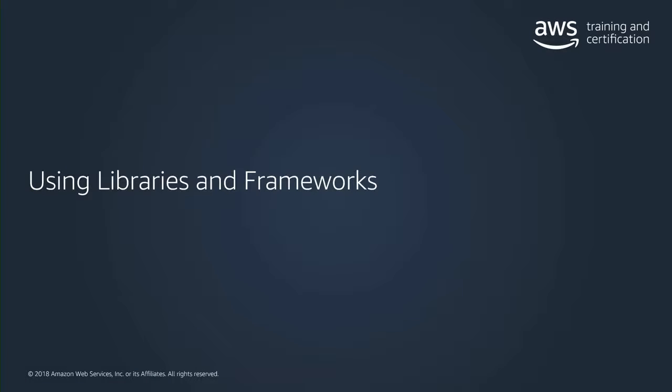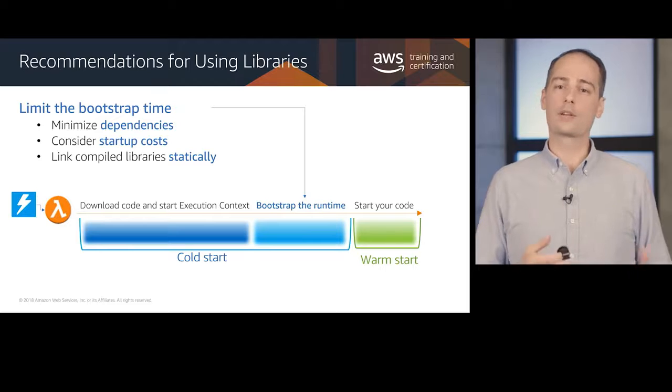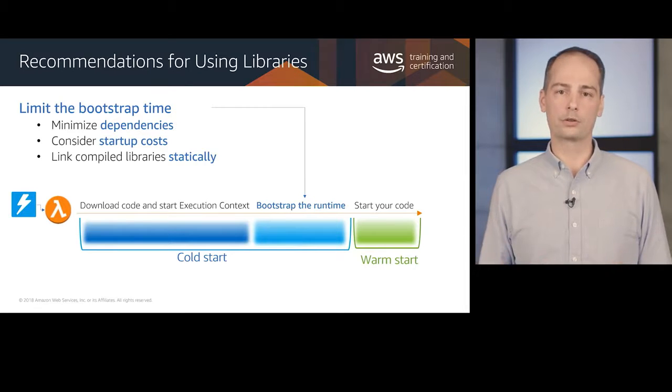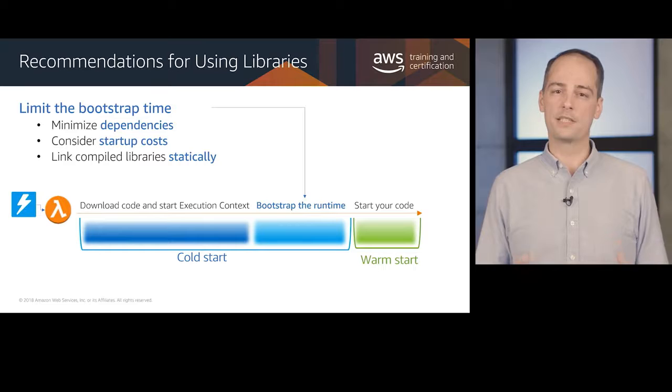In addition to building your own code and writing custom functions within Lambda, it's oftentimes a good idea to include third-party libraries and frameworks. When you start including external libraries and frameworks into your function, it's important to understand how that impacts the cold starts for your Lambda function. So this is something that's a little bit different than what you might encounter in a traditional application development environment, where cold starts aren't as much of an issue.